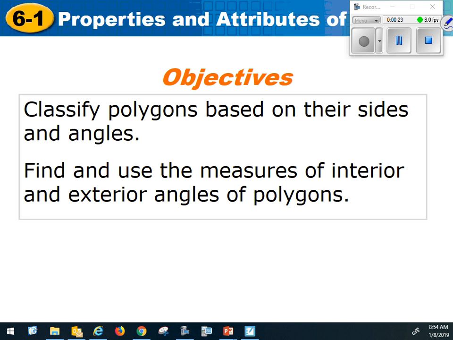Okay, shapes that are closed. They have multiple sides. Things like quadrilaterals. What are some other types of polygons? Circle's not a polygon. Why is a circle not a polygon? Okay, it has curved sides. Remember that polygons cannot have curved sides. They have to have straight lines, straight sides. So things like quadrilaterals, what else? Pentagons. What else? Hexagon. Heptagon.